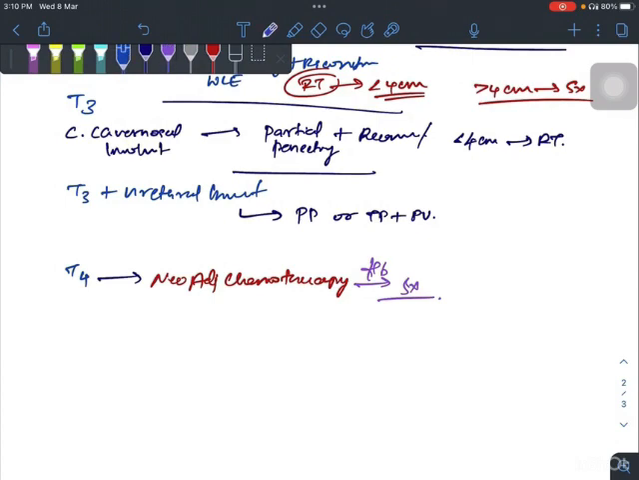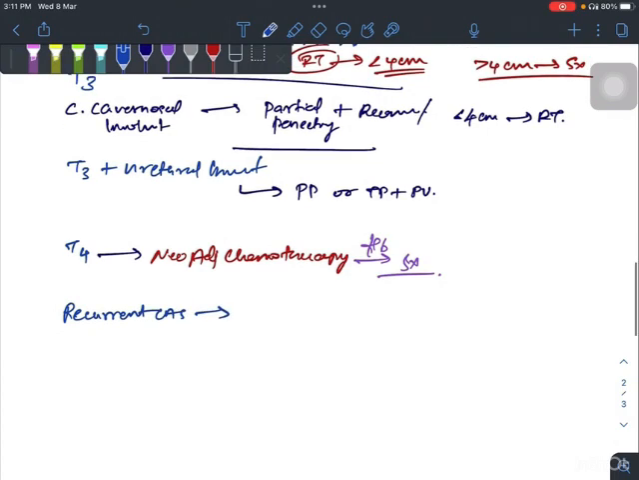And for recurrence groups, already we have done the surgery, but the tumor has recurred. In that kind of stage, we can do salvage surgery. That means either partial penectomy or total penectomy.